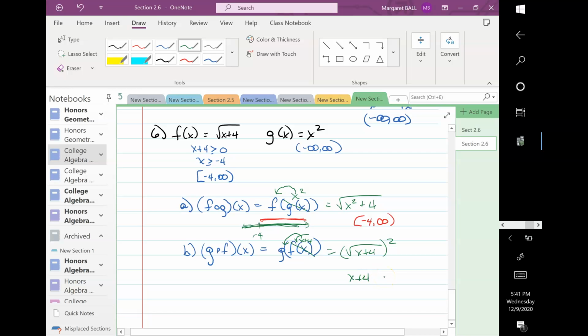Now you would think that your domain would be negative infinity to infinity because that's just a line. But no, you have to look at the intersection. And that intersection is also negative 4 to infinity. You have to look at the intersection of the two originals. And there's no fraction there, so you don't have to be concerned anymore. You don't have to restrict it any more than that. There's no radical, so you don't have to be concerned about that. So you are good to go on that.